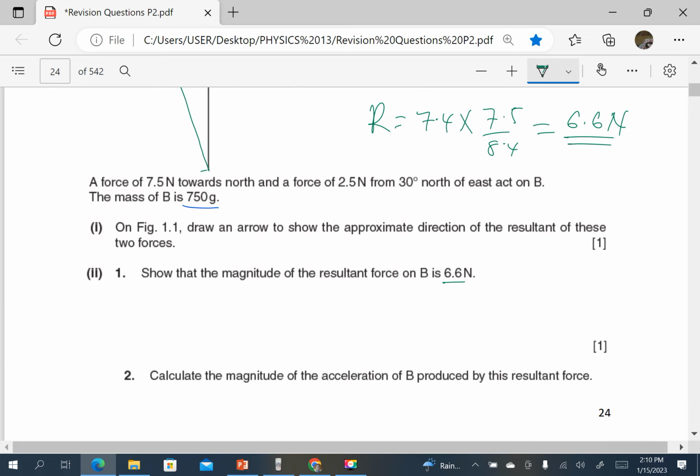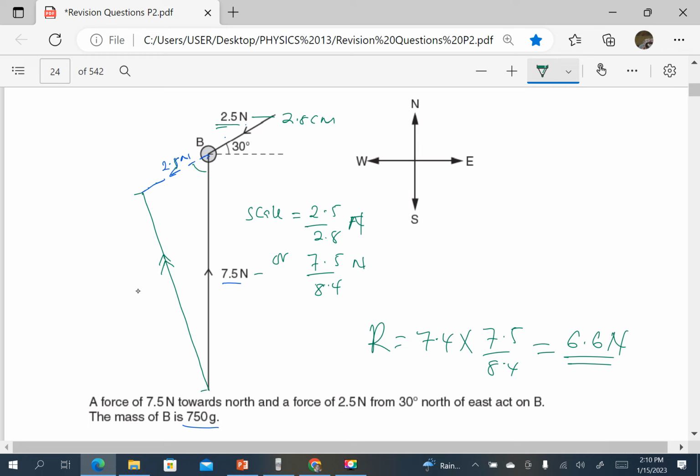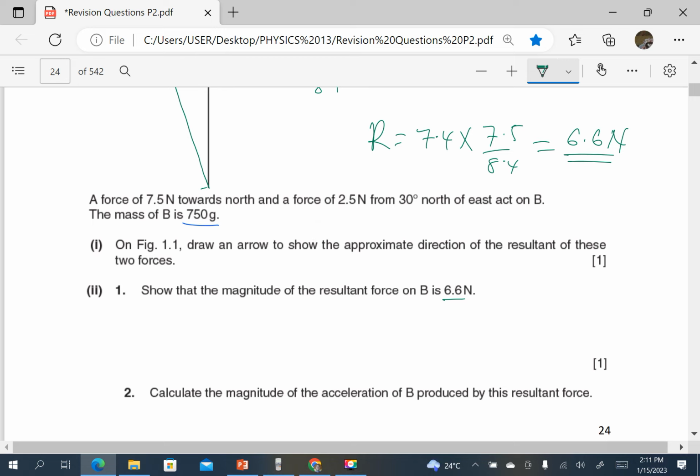You could also use another method, which is the cosine rule. It means we need the angle between the vectors after joining them head to tail. This is the vector of 2.5, this is the vector of 7.5, and we need this angle here. If I extend the horizontal line here, this angle is 30, so this angle is 60 degrees. Since I have the angle between 7.5 and 2.5 after joining them head to tail, I can now use the cosine rule.